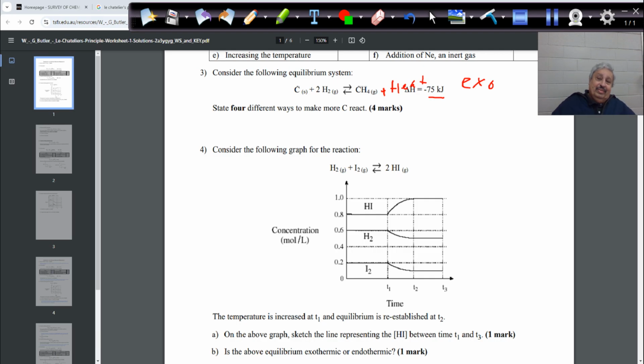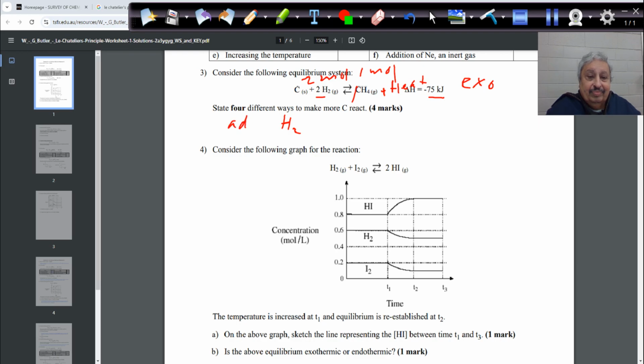If I let the carbon react more, I'm producing more product. So first, I have to go with the number of moles. This is 2 moles here, and this is 1 mole. This is 1, this is 2. Okay, so what will happen if you add more hydrogen to this one here?